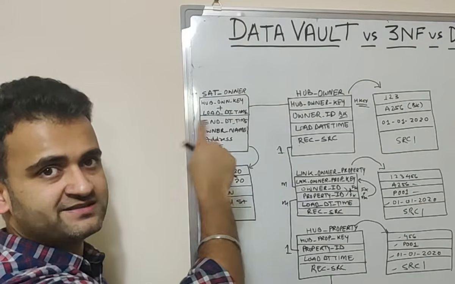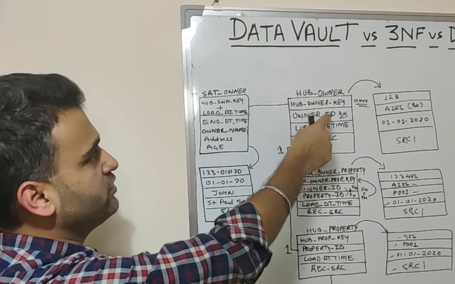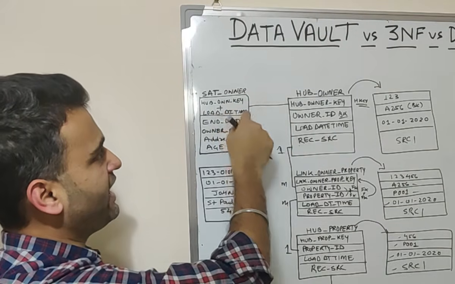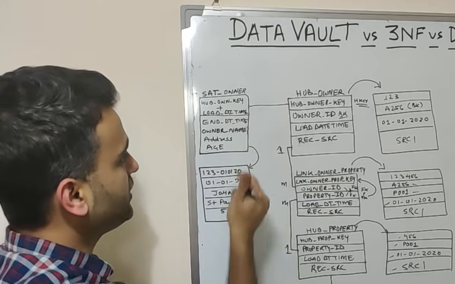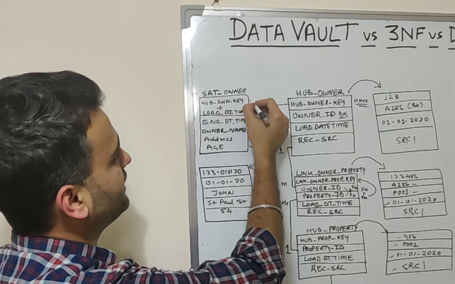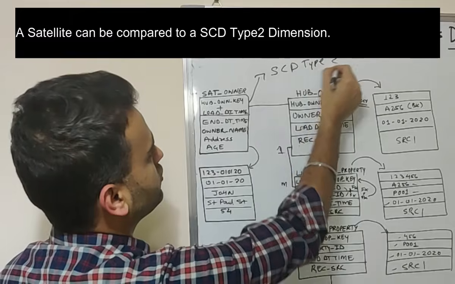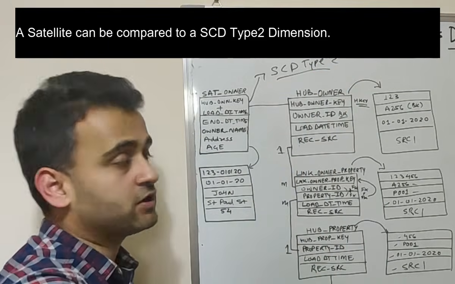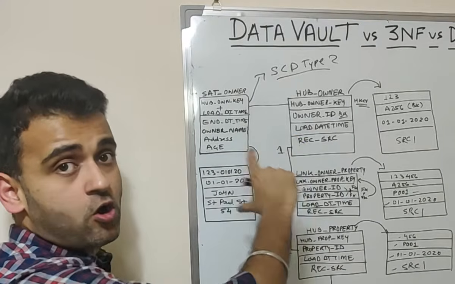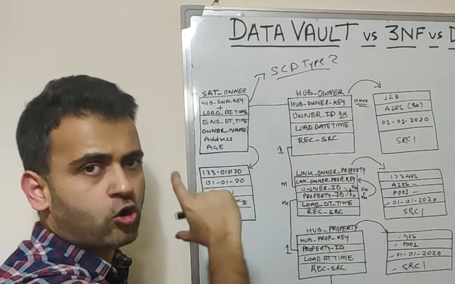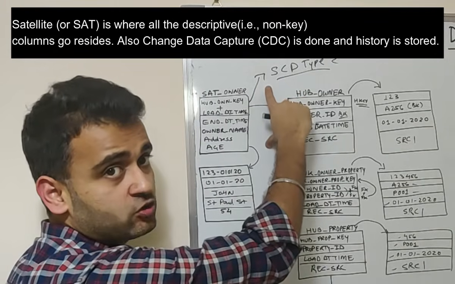A satellite component would have the owner hash key, the business key, and the load date time. Why the load date time? Because you can correlate the satellite component to SCD type 2 of a dimensional model. You must have worked on SCD type 2. This is your biggest data set. All the history, all the records, all the changes, all the change data capture is stored in your satellite.